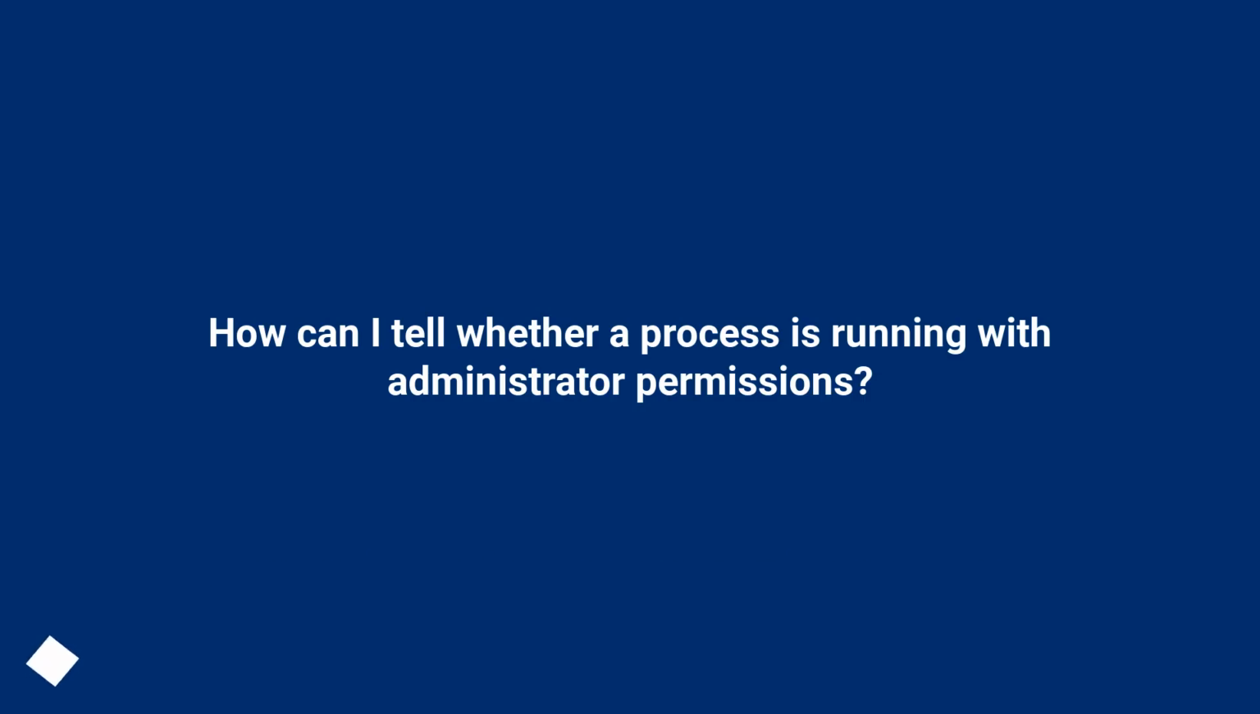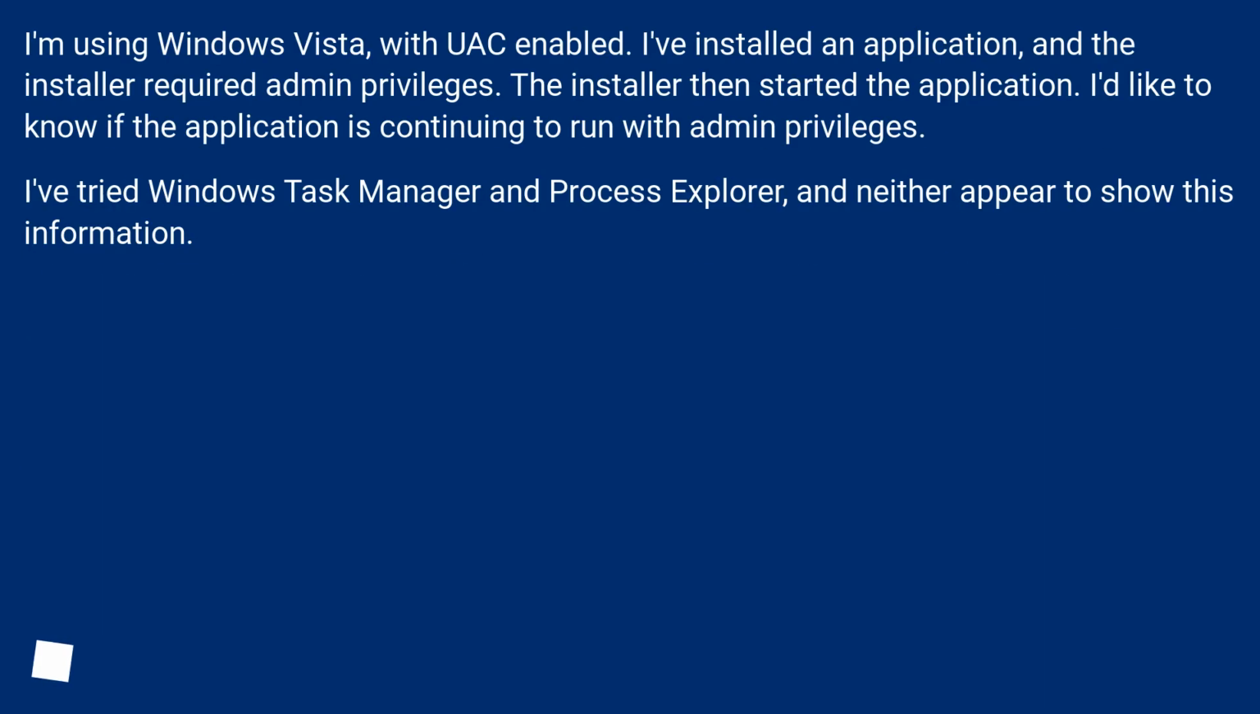How can I tell whether a process is running with administrator permissions? I'm using Windows Vista, with UAC enabled. I've installed an application, and the installer required admin privileges. The installer then started the application. I'd like to know if the application is continuing to run with admin privileges.